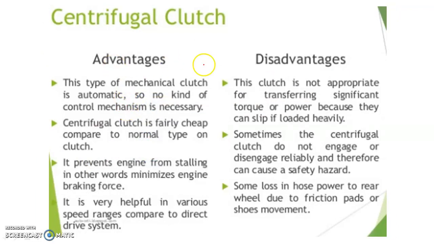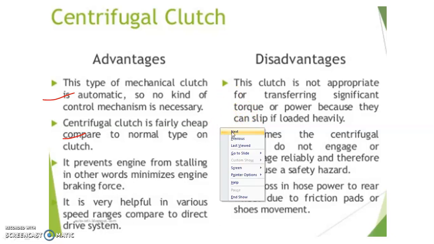It has certain advantages and disadvantages. This type of mechanical clutch is automatic, so no kind of control mechanism is necessary. Centrifugal clutch is fairly cheap. There are certain disadvantages. You can read that by stopping the slide.